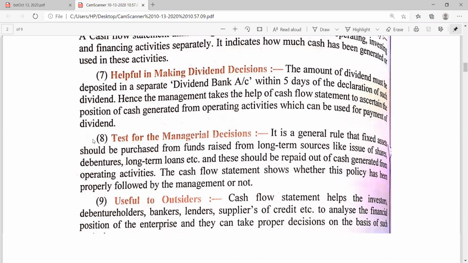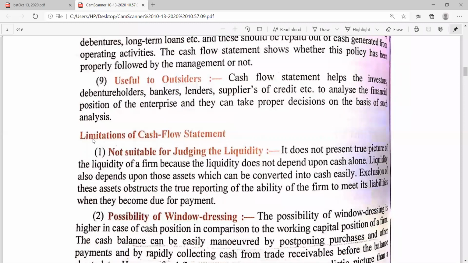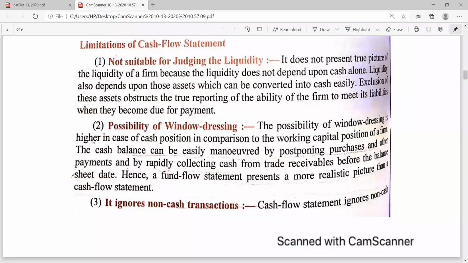And it is useful to the outsiders. A cash flow statement helps the investor, debenture holder, banker, lender, supplier of credit, etc. to analyze the financial position of the enterprise, and they can take proper decisions on the basis of such analysis. So these are the various importance or uses of the cash flow statement. And when you prepare the cash flow statement practically, you find these uses and importance yourself.